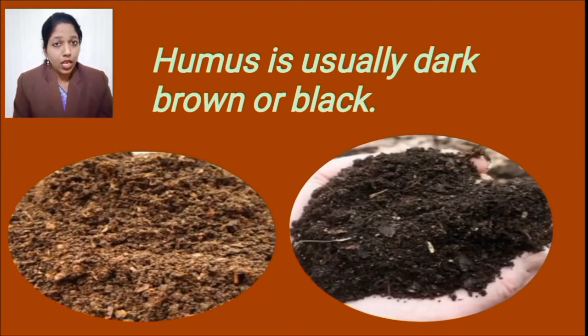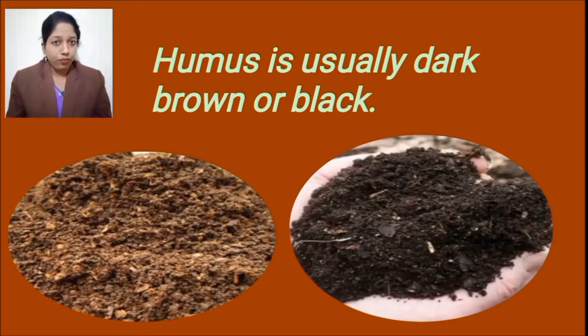Humus is usually dark brown and black in color. You can see here, dark brown and black, due to the presence of nutrients and minerals in the humus. We just read, humus is present in the soil. Can you tell me what else is present in the soil? Soil is the mixture of tiny pieces of rocks, minerals, water, air and humus.